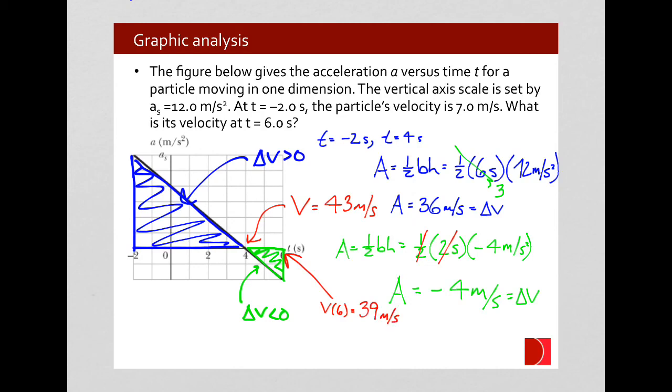Generally, what you would do in this situation is you would add up all the area altogether. You'd have the 36 meters per second of increased velocity plus the negative 4 meters per second of decreased velocity. You'd combine those together and then add to the initial velocity. But in this case, we split it up into 2 parts to show step by step what was happening.